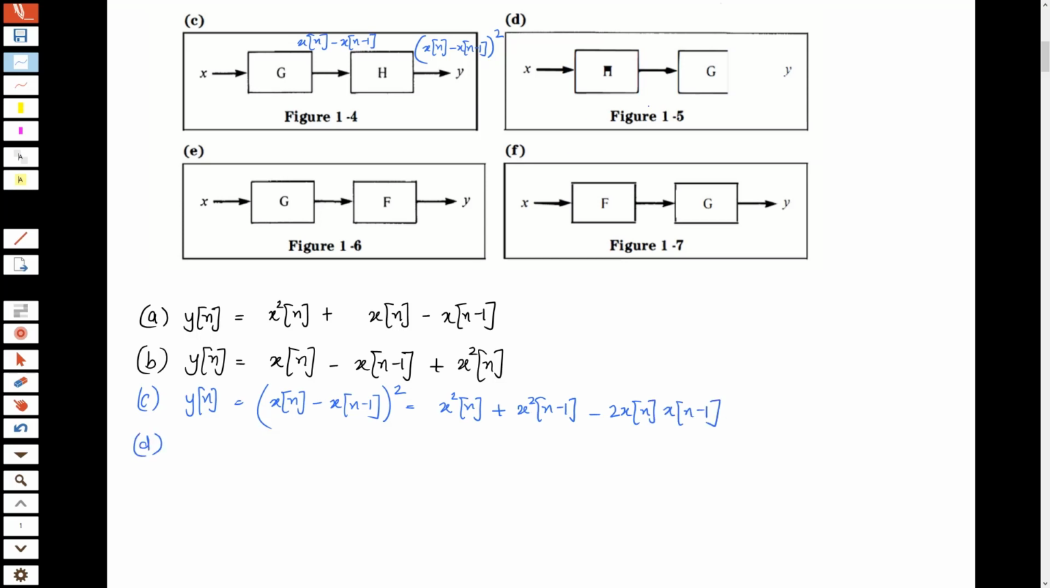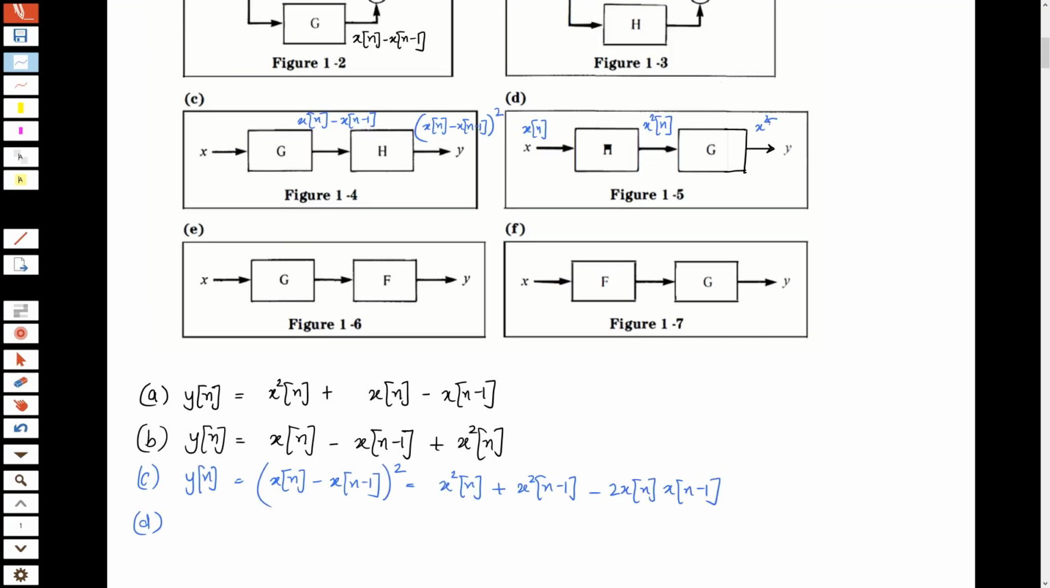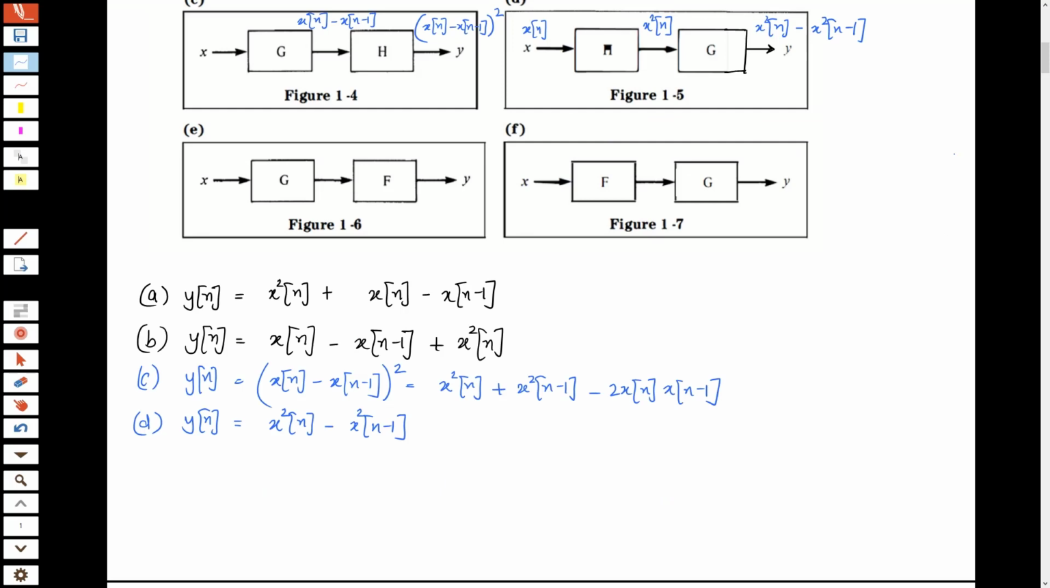going to part D, H is added first now. These are two blocks again in series or cascade. H is added first. So if x[n] was the input, the output here would have been x squared [n]. And now we have a block G. This is the output y, right? So here what we will need to do, this should be x squared [n] minus x squared [n minus 1], right? Because that is what G does.